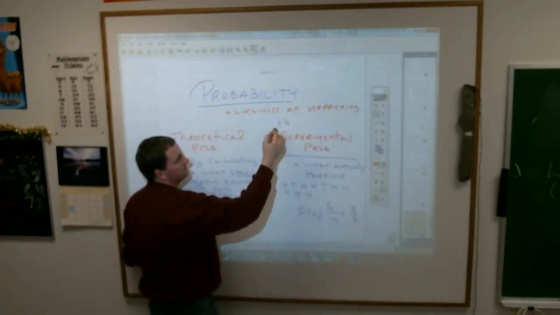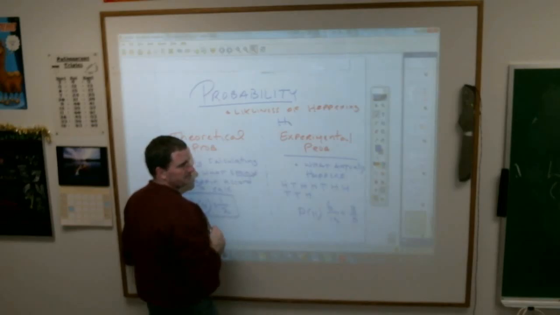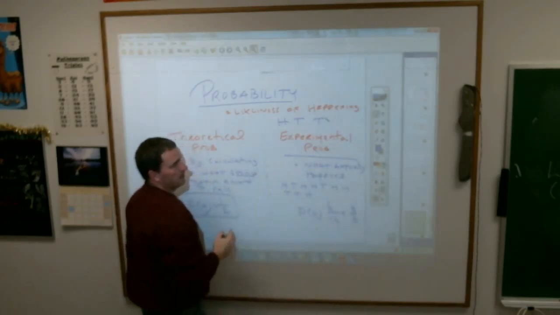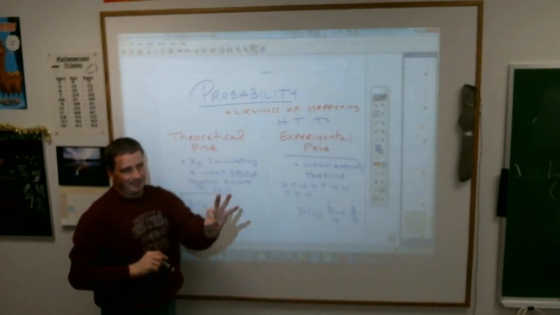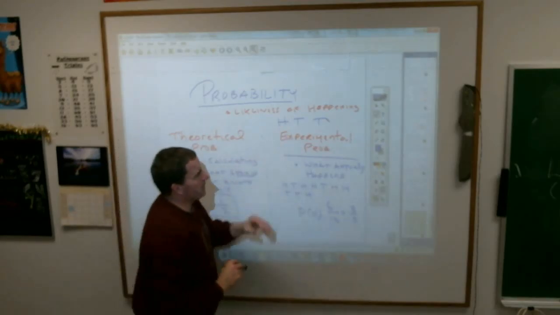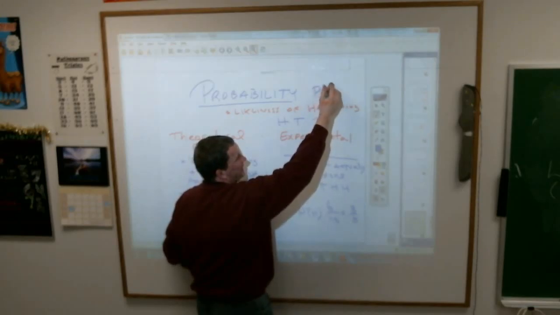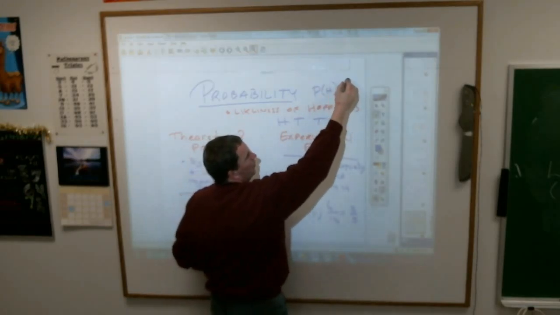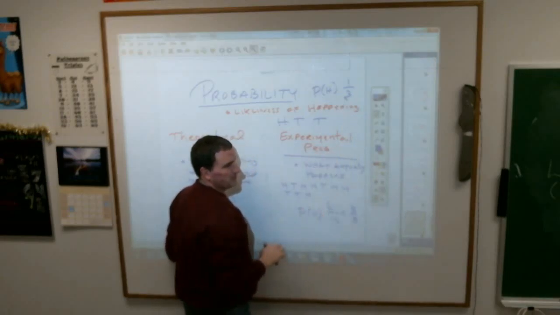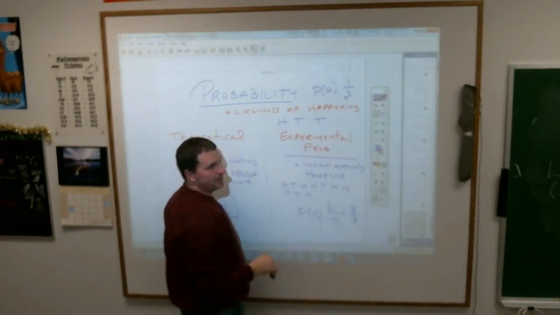A head, a tail, tail. Okay. So we only did it 3 times. And my experimental probability said that my probability of getting a head is 1 out of 3. If you did it in percentages, that's 30. 1 out of 3 times.